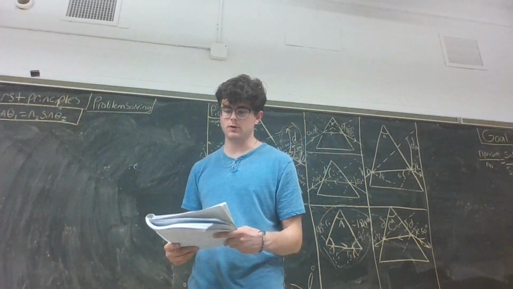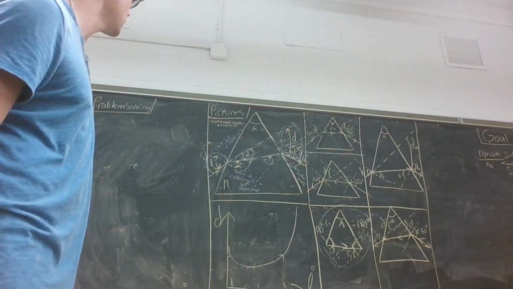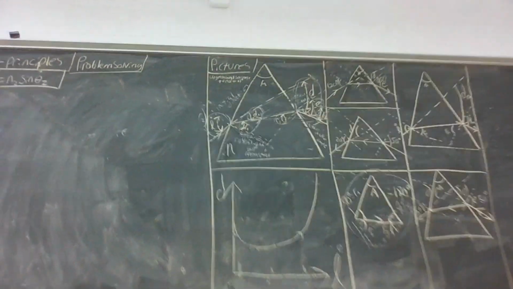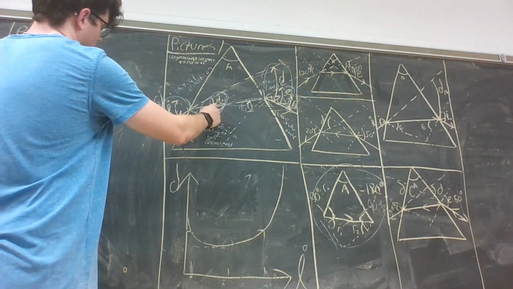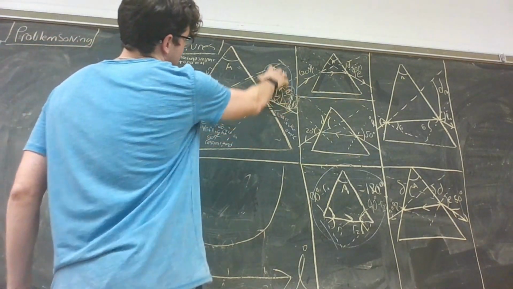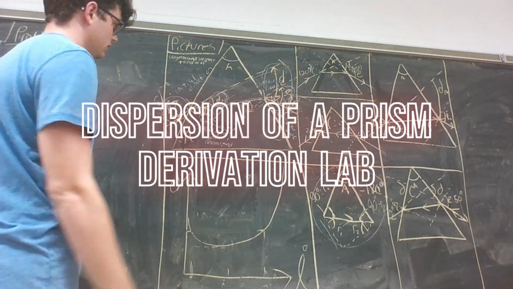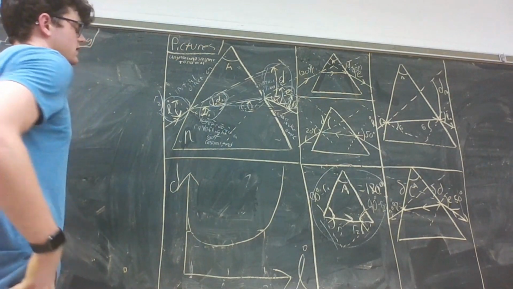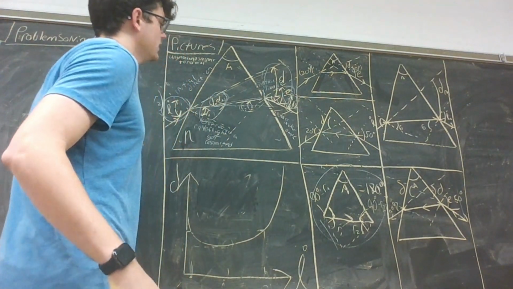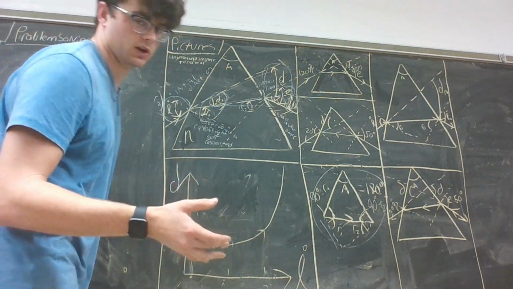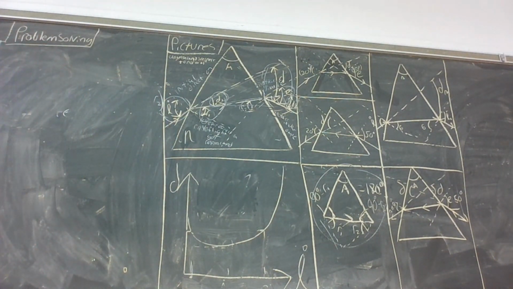All right, so we're doing a dispersion of the Prism Derivation lab. First, we're trying to find the total deviation, and we do that by finding the individual deviation angles. D1 right here is the angle of deviation from the incident ray, and D2 is the angle of deviation of the emergent ray. So we're going to write that, number 1, step 1 over here.